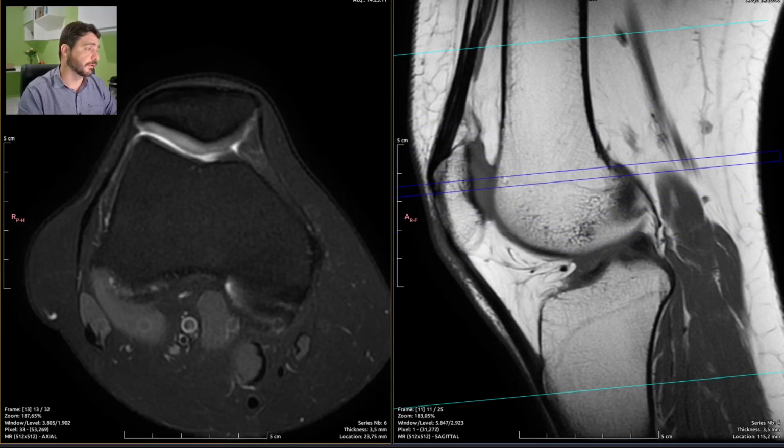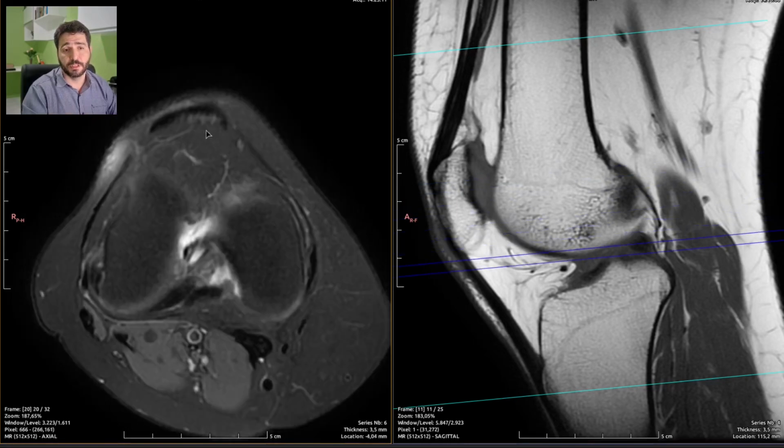So let's go for the report. I'm just going to describe the incomplete fracture and the effusion and the tiny amount of patellar tendonitis. Acute fracture.